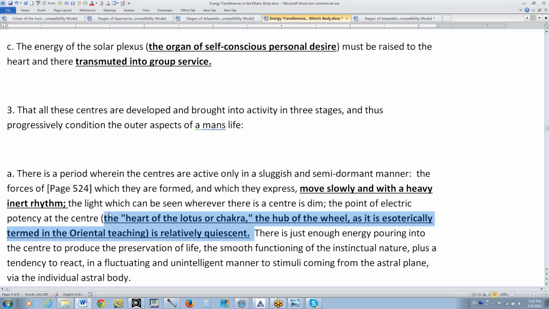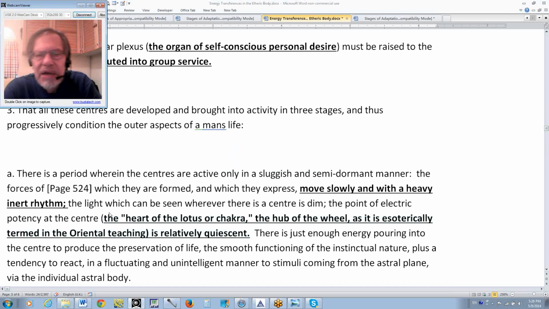So we see how well this is calibrated by the life-sustaining forces of the solar angel or even the monad. The higher powers determine that the man must stay in incarnation. So enough has to come through the centers to hold him in incarnation. There is just enough energy pouring into the center to produce the preservation of life, the smooth functioning of the instinctual nature, plus a tendency to react in a fluctuating and unintelligent manner to stimuli coming from the astral plane via the individual astral body.